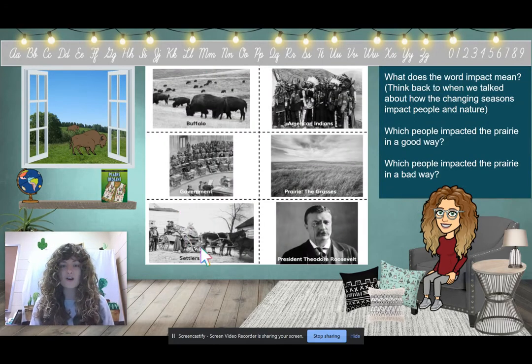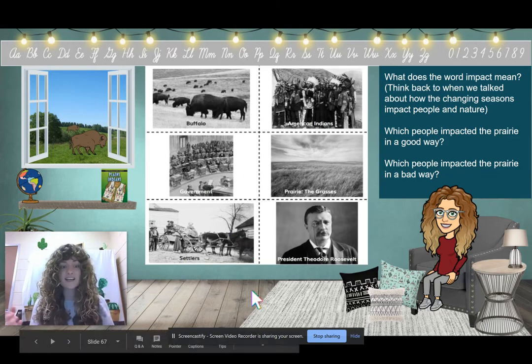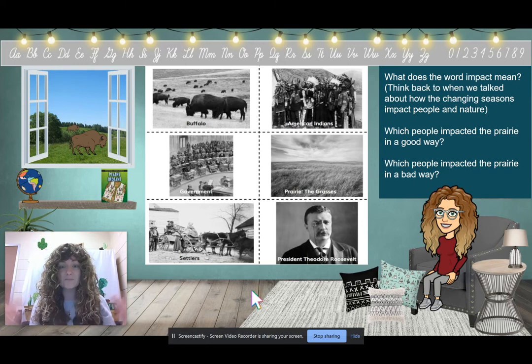Yesterday, you saw these pictures of things that related to the book, right? Buffalo was an important feature in our book. The American government impacted the prairie and the buffalo. The American Indians impacted the buffalo and the prairie. The prairie is where our book takes place. That is what we are talking about with the American West. We talked about early American settlers and how they impacted the prairie and the buffalo. And we talked about President Roosevelt as well and how he impacted the buffalo and the prairie.